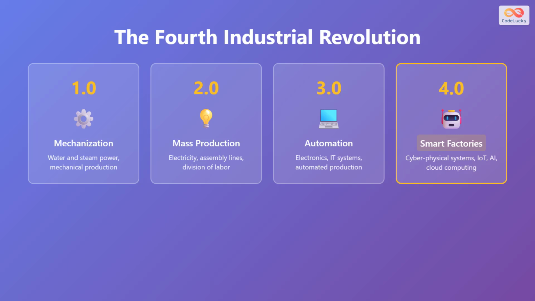Now we're in the fourth industrial revolution, characterized by smart factories that use cyber-physical systems, Internet of Things, artificial intelligence, and cloud computing. This transformation represents a fundamental shift in how products are manufactured, combining digital and physical technologies in unprecedented ways.